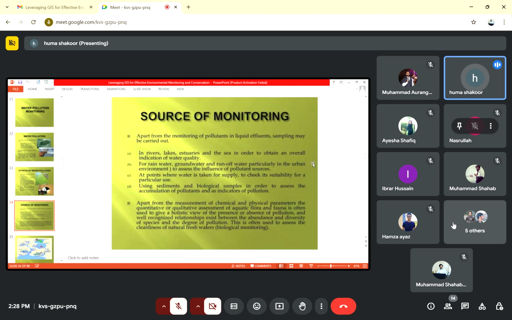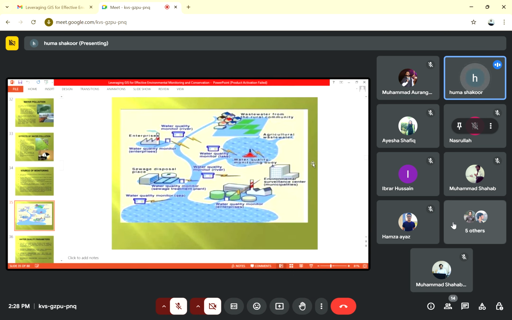Apart from the measurement of chemical and physical parameters, the quantitative and qualitative assessment of the aquatic flora and fauna is often used to give a holistic view of the presence or absence of pollution. A well recognized relationship exists between the abundance and diversity of species and the degree of pollution. This is often used to assess the cleanness of natural fresh water, and that is called biological monitoring. This is the way we monitor water quality and quantity. These are the water sources, and these are shown in the image.